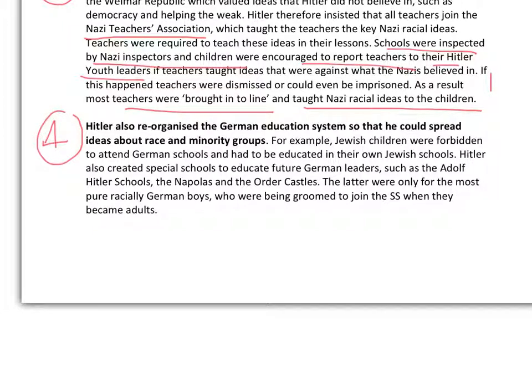So the sort of changes to the structure of education. For example, Jewish children were not allowed to attend German schools, had to have their own separate Jewish schools. Also the Nazis created special schools for future German leaders, the elite, the most racially pure German children, all boys, girls weren't included. They went to the Adolf Hitler schools, the Napolas and the Order Castles. Remember, the Adolf Hitler schools were for party leaders, the Napolas for army leaders, and the Order Castles for future SS soldiers.